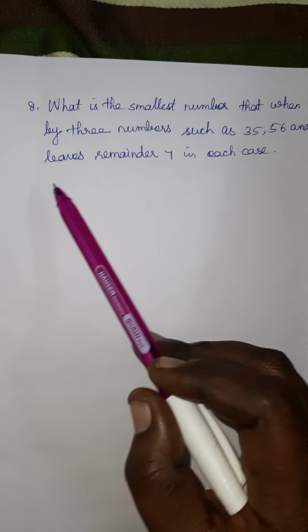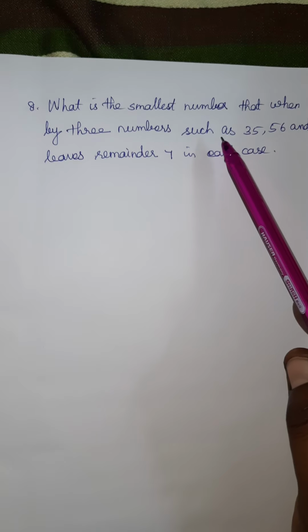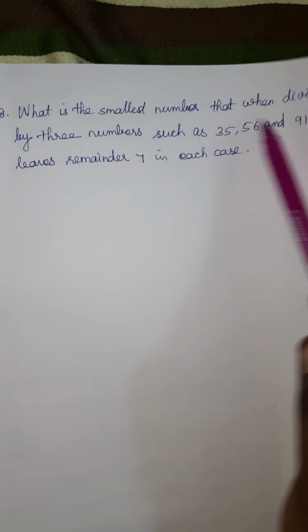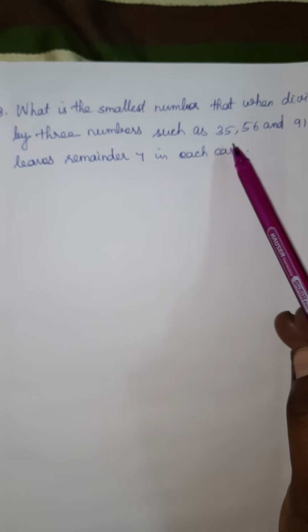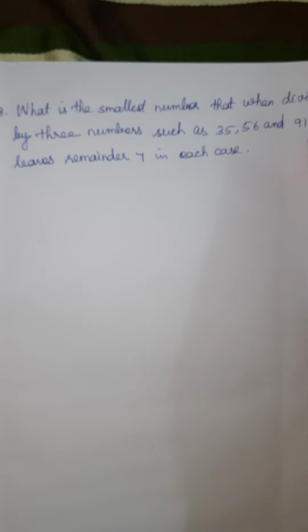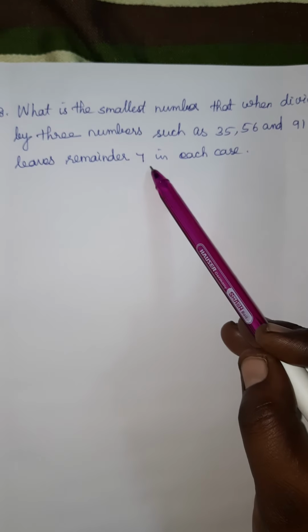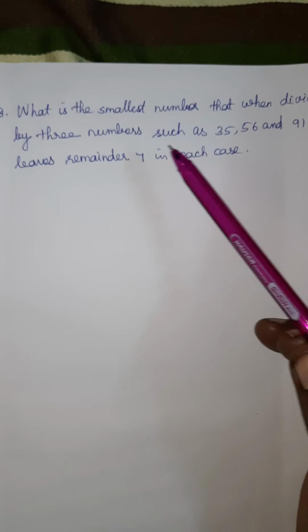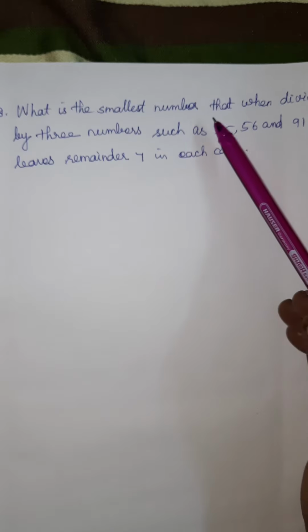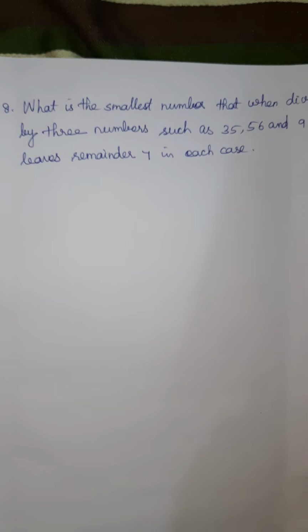Let us continue the eighth sum. What is the smallest number that, when divided by three numbers such as 35, 56, and 91, leaves remainder 7 in each case? Okay, here they ask just the smallest number. They did not mention how many digits.